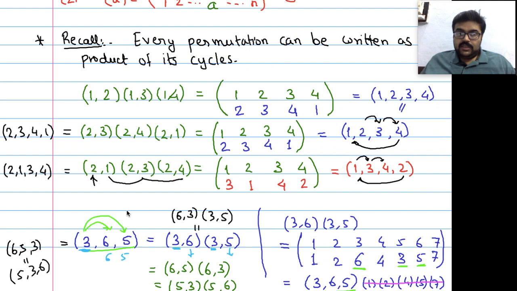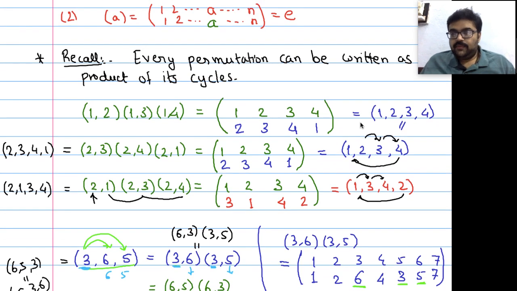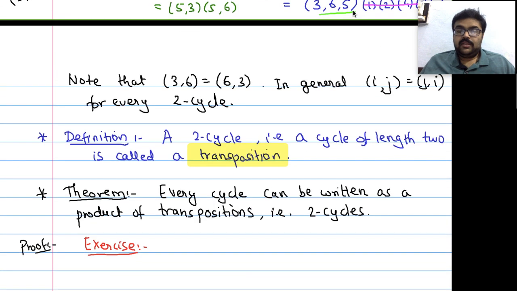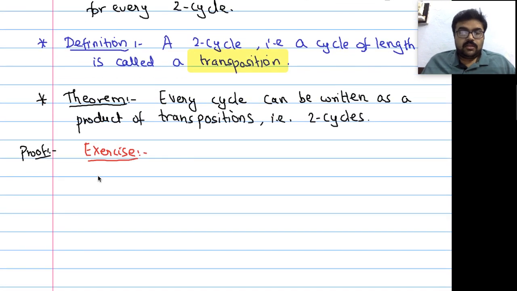You can see from this example, (1 2 3 4) can be written as (1 2)(1 3)(1 4). Similarly, (3 6 5) can be written as (3 6)(3 5), also (6 5)(6 3). So the expression is not unique. That is clear. But now we want to prove that every cycle can be written as a product of transpositions. Let me give you a hint.